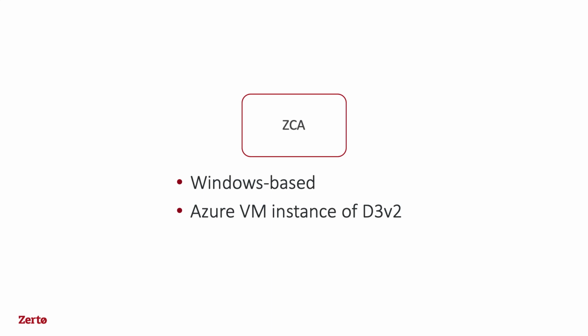The ZCA is Windows-based and is typically deployed on an instance of a D3v2 type Azure virtual machine. There is an instance available for deployment in the Azure Marketplace. Because the Zerto Cloud Appliance VM is handling the workload of multiple VMs, it is slightly larger than a traditional ZVM and VRA. However, as a D3v2, it is still cost-effective.